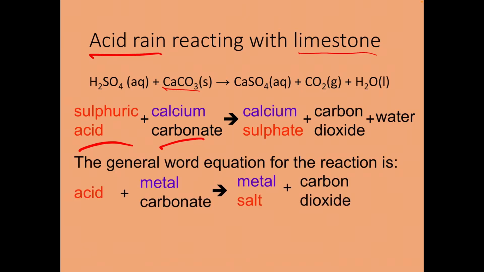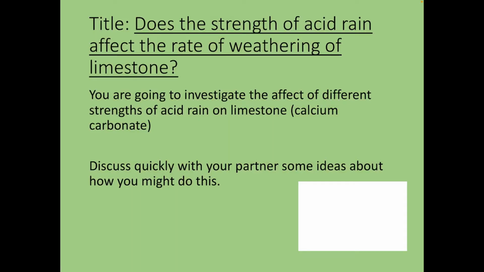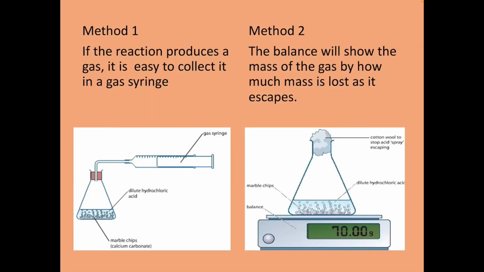Generically speaking, an acid reacts with a metal carbonate and it forms a metal salt, so calcium sulfate, and carbon dioxide and water. We're going to look at the effect of strength of acid on weathering, or the breakdown of marble. There's two ways of measuring it. You could get the reaction going in a conical flask and feed the gas, and you could measure how much gas is released.